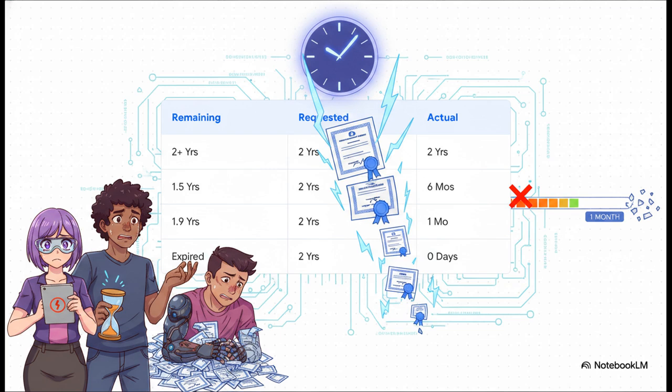Think of it this way. If you request a 2-year certificate from a subordinate CA that still has 5 years left to live, great, you get your full 2 years. But if that sub-CA only has 1.5 years left, your requested 2-year cert gets aggressively truncated down to just 6 months. Drop that sub-CA lifespan down to 1.9 years, you're suddenly getting certificates valid for a mere month. Your administrative overhead goes through the roof, and eventually, issuance just fails entirely. Basically, the clock is always ticking against you.